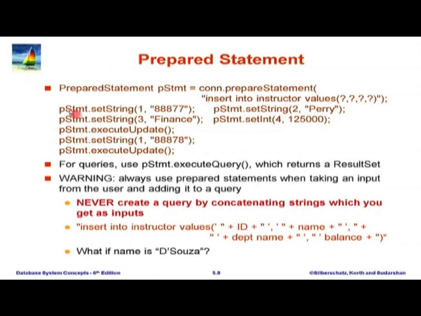So what I am doing is pStatement.setString 1 to 8877. What is the first field of instructor? It's ID. So ID is being set to this value. setString 2 to Perry. What is the second field? It's name. So the name is set to Perry. setString 3 to Finance. What is the third field? It's the department name, set to Finance. setInt 4 to 125k. What is the fourth field? It's a numeric, and setInt can convert an int to numeric. That's not a problem. So the value which is set is 125k.